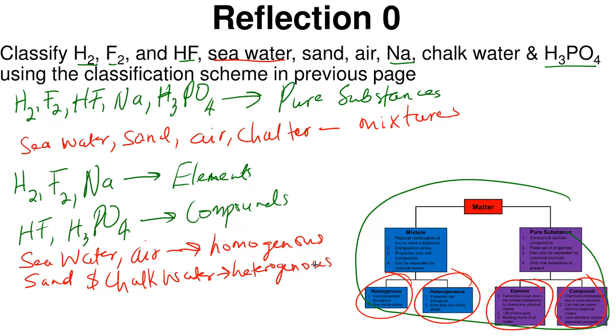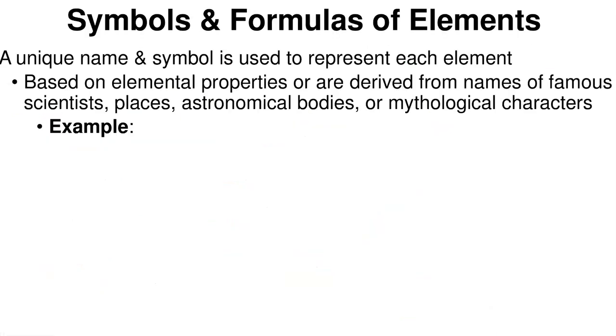So you should be able to use this classification scheme to classify matter, either with a broad classification of mixtures and pure substances, or by further breaking down the mixtures into homogeneous and heterogeneous, and the pure substances into element and compound. So let's talk about the symbols of elements now that we're talking about elements.